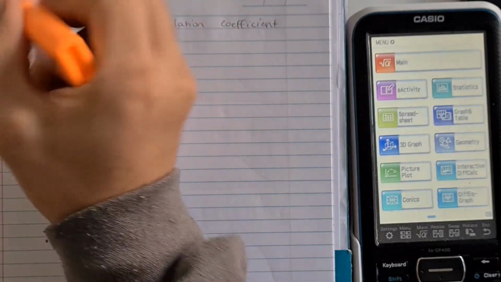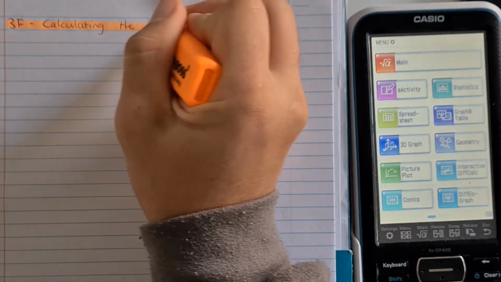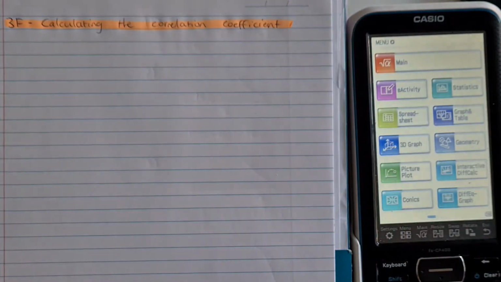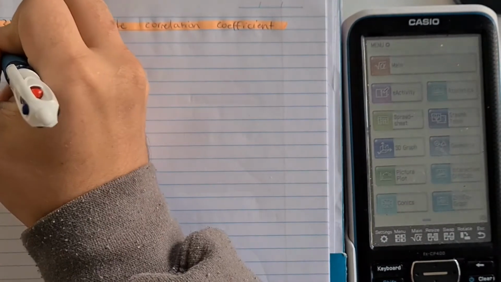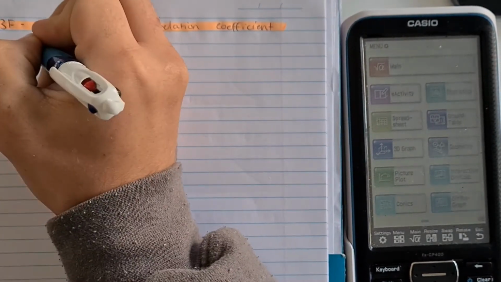Chapter 3F looks at how we can calculate the correlation coefficient. Now there is a formula that will allow us to do this by hand.